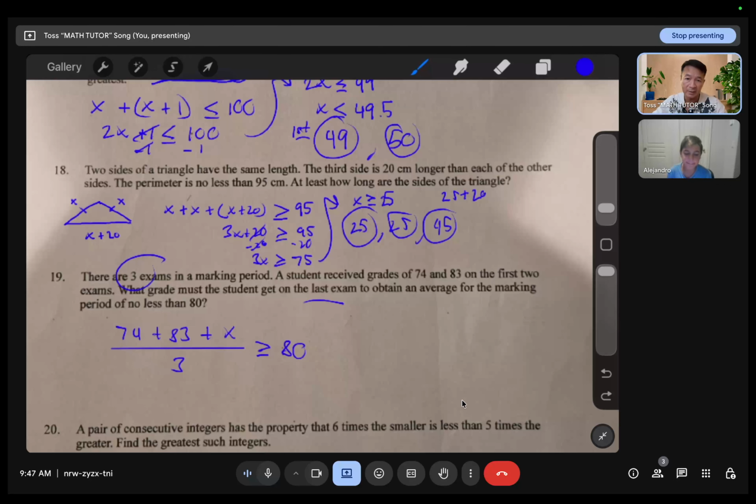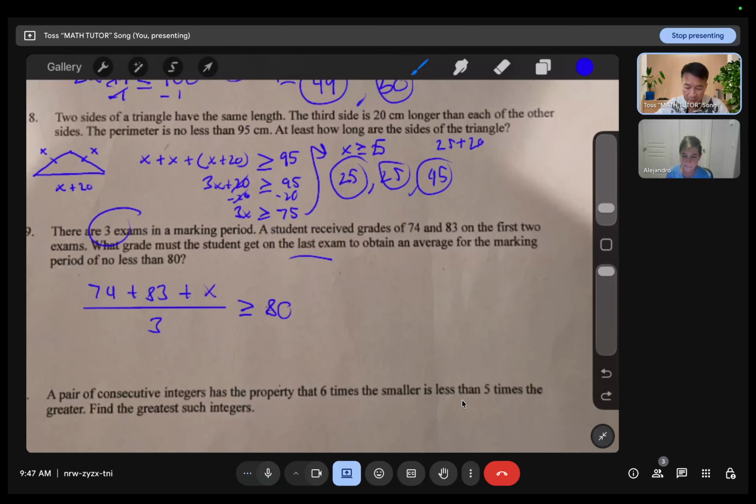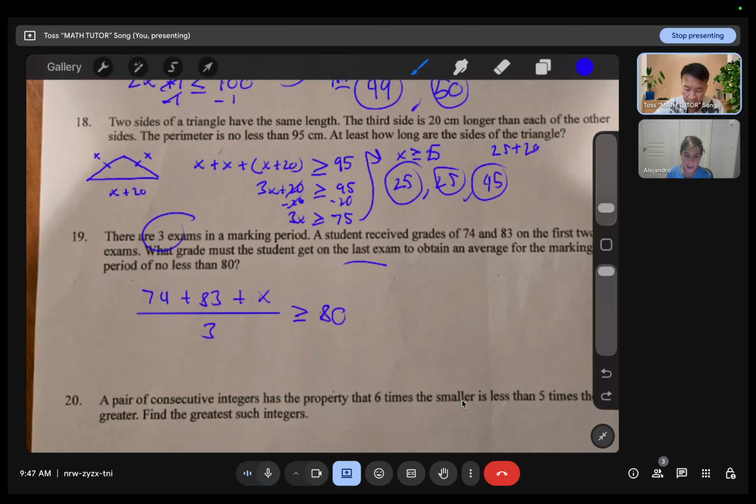So 80 is like a B and above. This one, they didn't say anything about the letter grade, A, B, C, or whatever, but it seems to me like at least a B. All right, let's do the math. You can add them now, or you can add them later if you want. Let's add them to be neat.